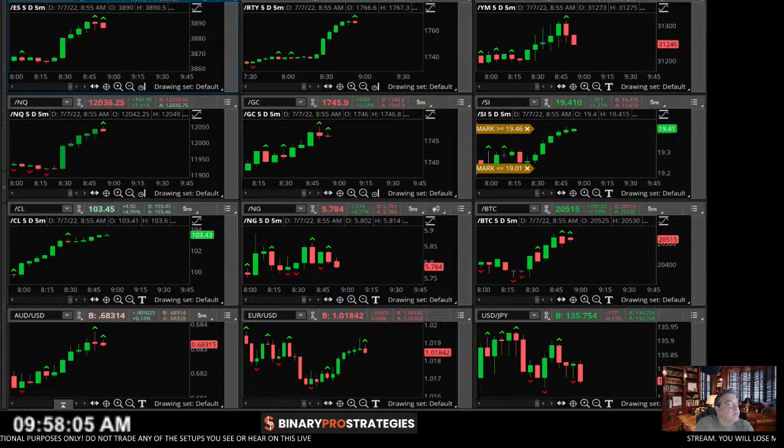Silver slowly trying to get up there. 46 is the target on that silver.